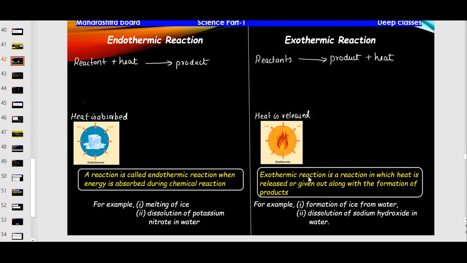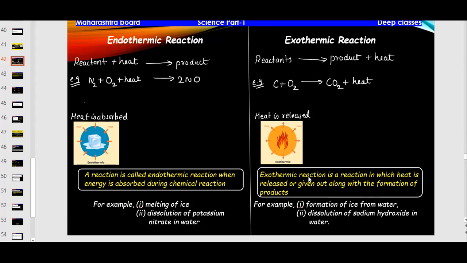Let us take one example of a reaction. Nitrogen plus oxygen plus heat gives you 2NO. Similarly, for exothermic reaction, if we write the example, carbon plus oxygen will release heat and give you carbon dioxide. This is how reactions can be written as exothermic and endothermic reactions.